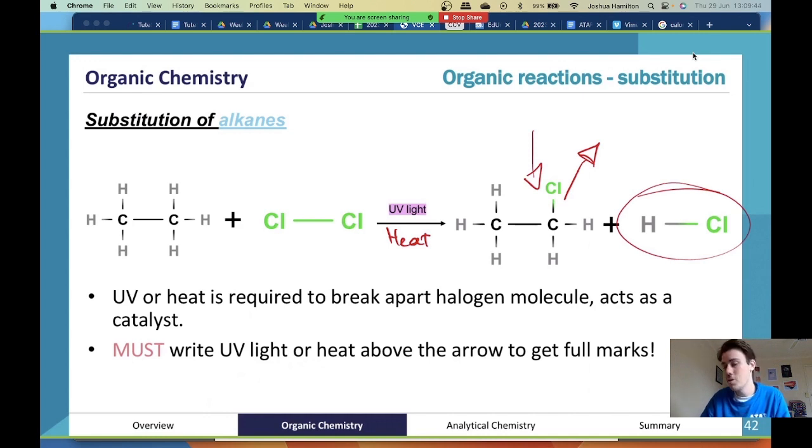Now, importantly, there are ways to control this that are way too technical and you don't need to worry about them. For the sake of chemistry 3-4, you cannot control where that chlorine goes. That chlorine will go anywhere it feels. So, really important, UV or heat is required, essentially to break the halogen molecule. That's what's really important. It acts as a catalyst.